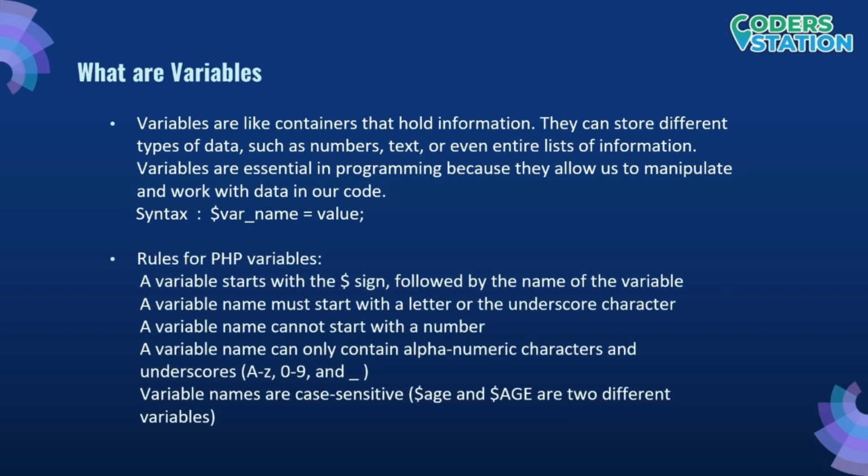A variable should start with a $ sign followed by its name. It must start with a letter or an underscore. It cannot start with a number. It can only contain alphanumeric characters and underscores. Like you can separate first name and last name with an underscore, but not with a space. And variable names are case sensitive. That is, $age in lowercase and $AGE in uppercase are two different variables.